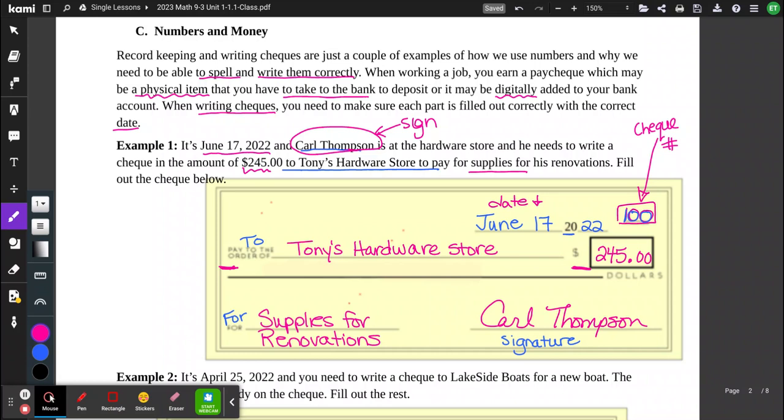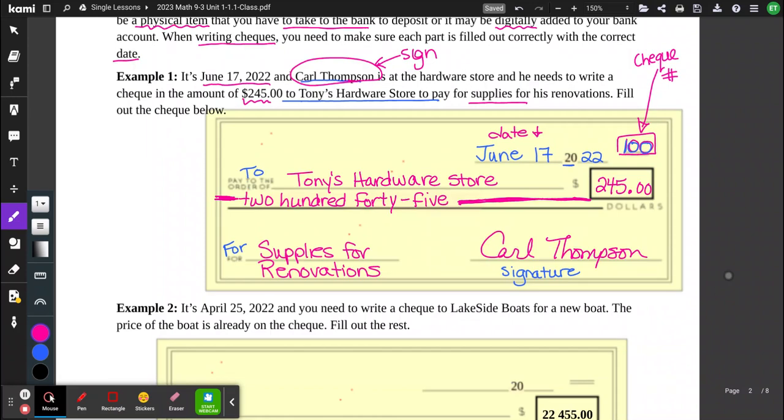So now we have to spell 245. So I spell two hundred forty-five. And then I put that long line. Okay, you put a line right up to it so that nobody can add words to there to make you pay them more money. And that's how we create a check. All right, let's fill out the next few checks.